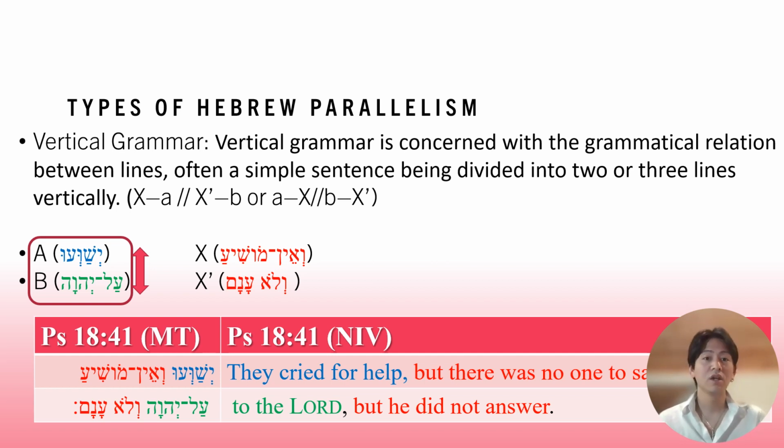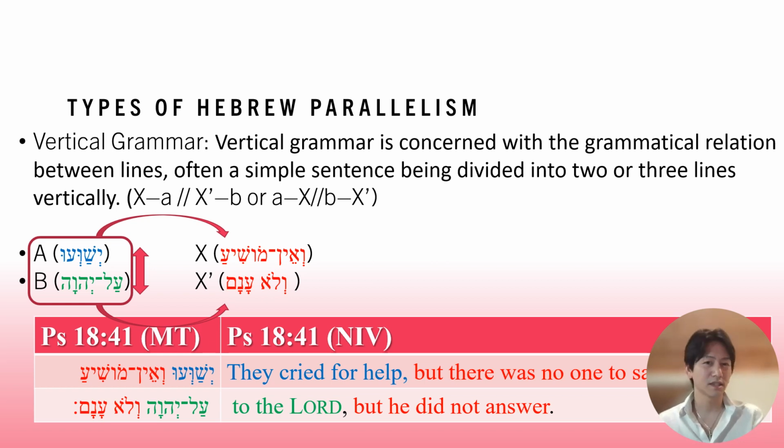But not only do these depend on each other, the second half of both the first line and second line depends on this combination of the first half. That is, what happened when they cried out to the Lord? There was no one to save. When they cried out to the Lord, he did not answer.